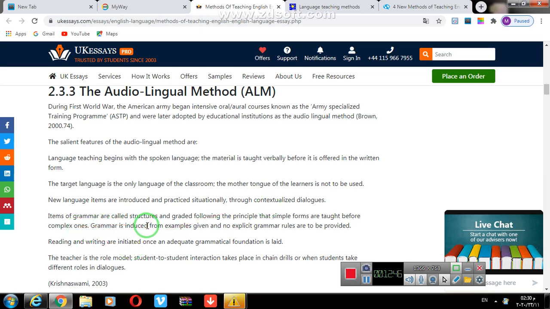Items of grammar are called structures and graded following the principle that simple forms are taught before complex ones. Grammar is induced from examples given and no explicit grammar rules are to be provided. In the dialogues we need to discuss with our students, the grammar that is found in these subjects must be explained before. We do not present a new grammar with a new language. So the grammar that is taught in these dialogues must be taught before to our students.